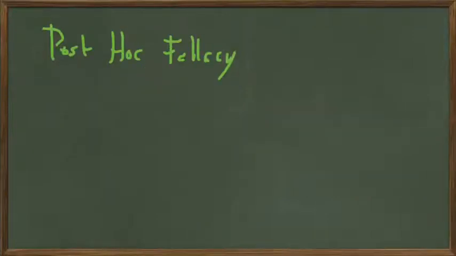So let's look at a couple of more examples of poorly reasoned inductive arguments in causal relationships. The post hoc fallacy: something occurs after something, therefore the first thing caused the second thing. That is not true. Just because it occurred later does not mean it was caused by the first incident.